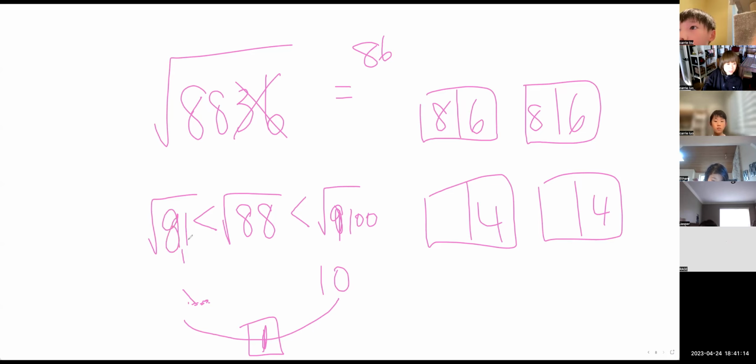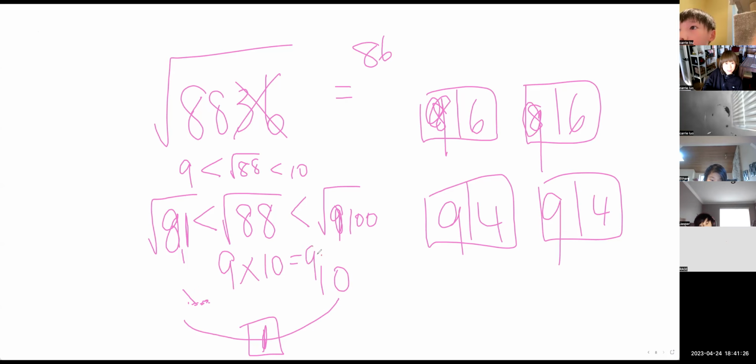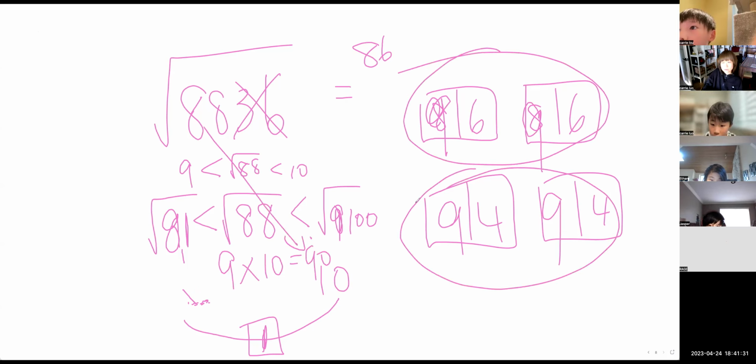So now you have 9 squared, which is 81. So square root 88 should be bigger than 9 and smaller than 10. So your options are 96 or 94. And you're very good. So 9 times 10 equals 90, and 88 is smaller than 90, so we pick the smaller one. So the answer should be 94. Get it?